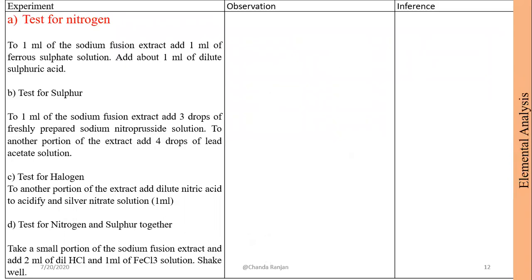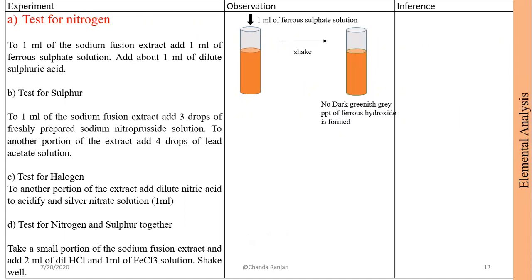After the sodium fusion extract has been prepared, we have to go for the elemental analysis. We start with the test for nitrogen. We take the sample and we add 1 ml of ferrous sulfate solution. We shake it. No dark greenish gray precipitate of ferrous hydroxide formed.